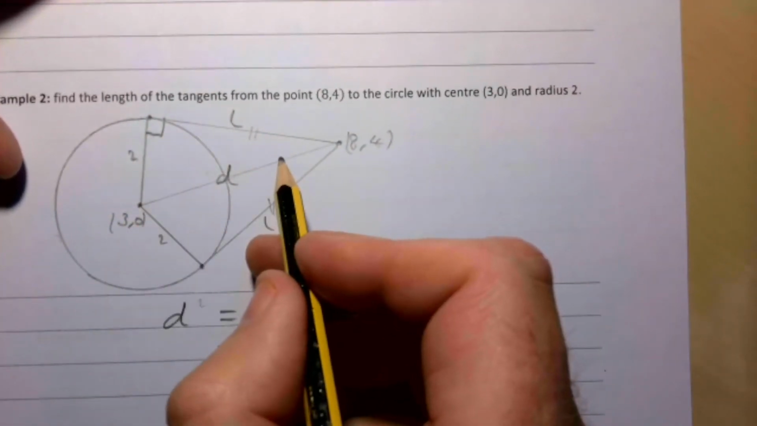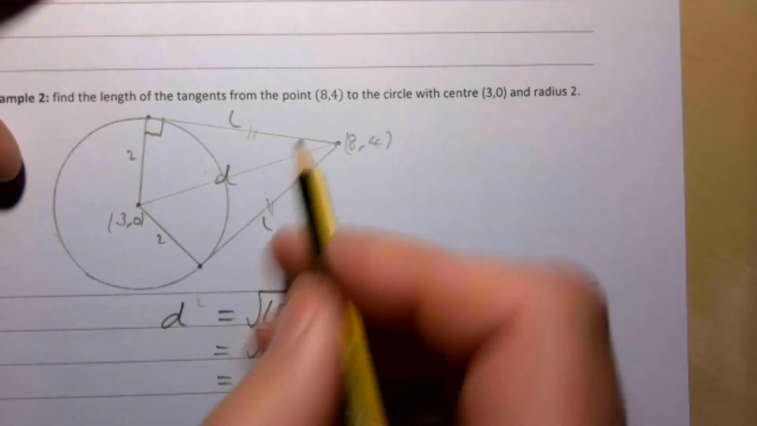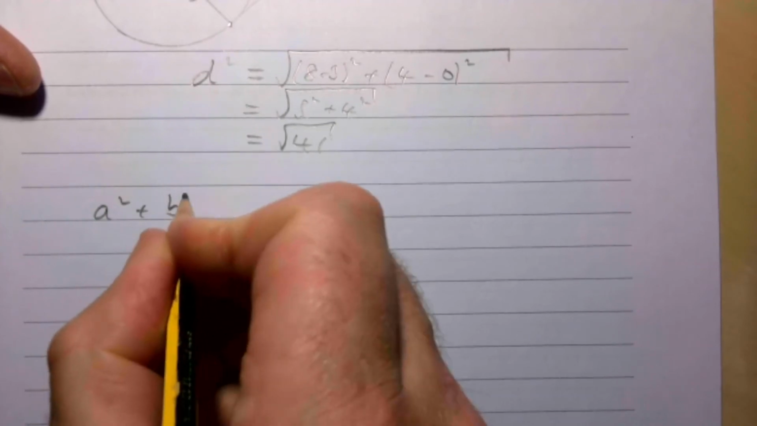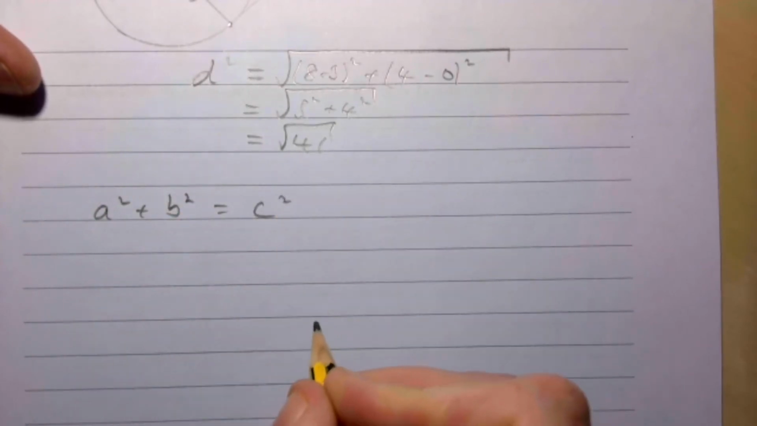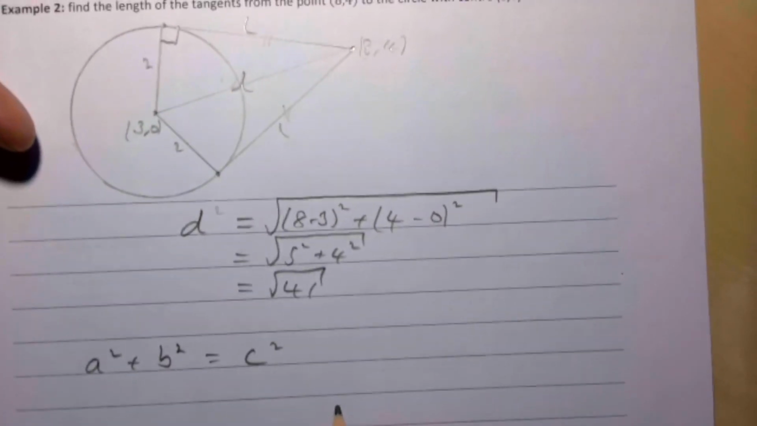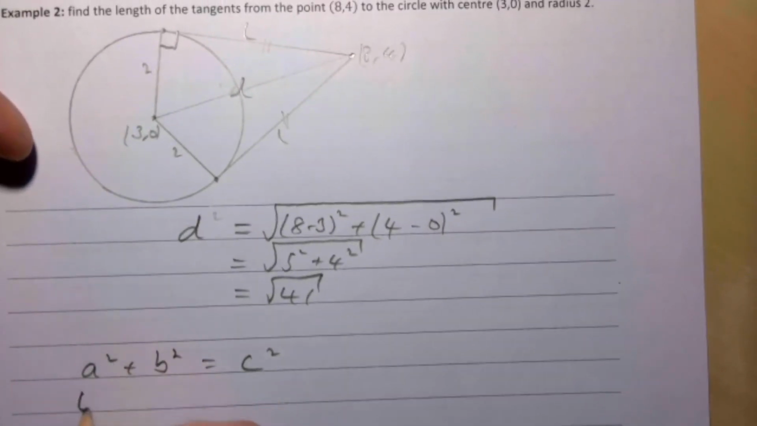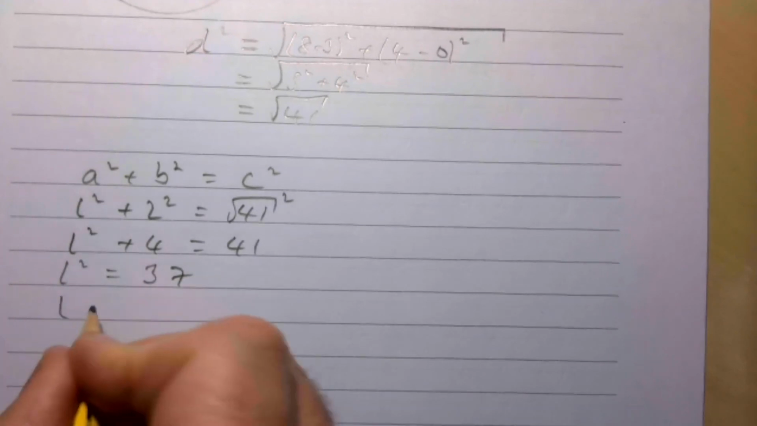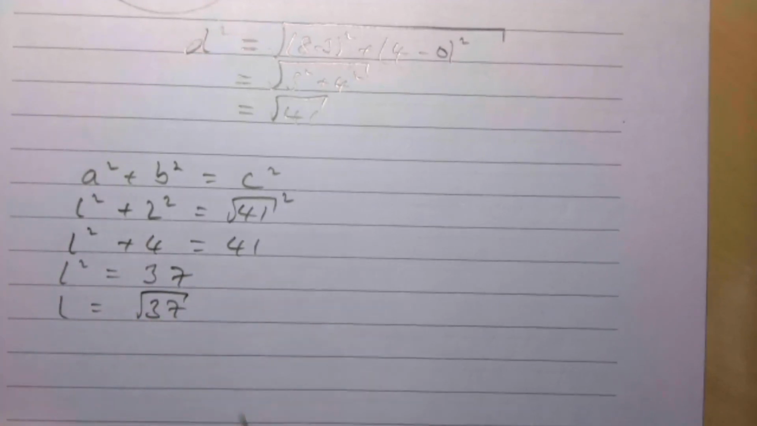We're now just going to use Pythagoras theorem. We know that's root 41, we know that's 2, we can find our other length. So Pythagoras theorem states then that a squared plus b squared equals c squared. Make sure we get this the right way around now. Look at our distances. So let's go for L squared plus 2 squared is root 41 squared. L squared plus 4 is 41. L squared then is 37. I've just gone off the page, sorry about that. And L then is the square root of 37.